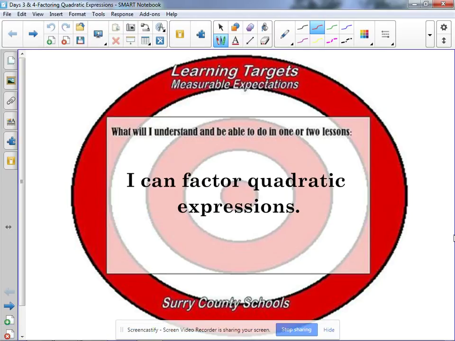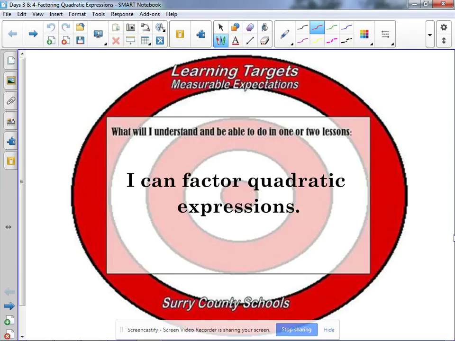So I can factor quadratic expressions is our learning target for this portion of the class, okay? Being able to factor quadratic expressions. So we were just graphing quadratic functions and looking at the properties, the axis of symmetry, domain, range, intercepts, the vertex, all that stuff. We're going to look at factoring these quadratic expressions now.